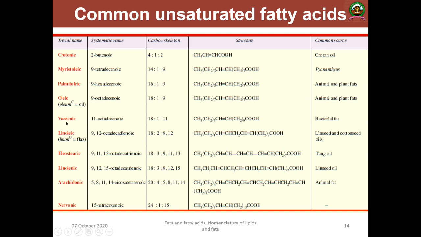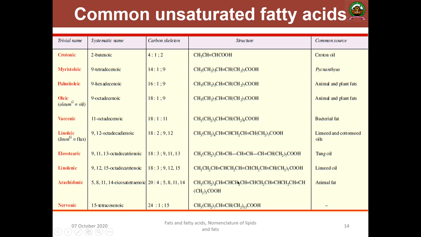Similarly, oleic acid, linoleic acid, linolenic acid. Here is an interesting example, 9,12-octadecadienoic acid, 18:2:9,12. What is the meaning? A total of 18 carbon atoms and 2 double bonds, this one and this one, present at the 9th position and 12th position. Linseed and cottonseed oil commonly contain it.